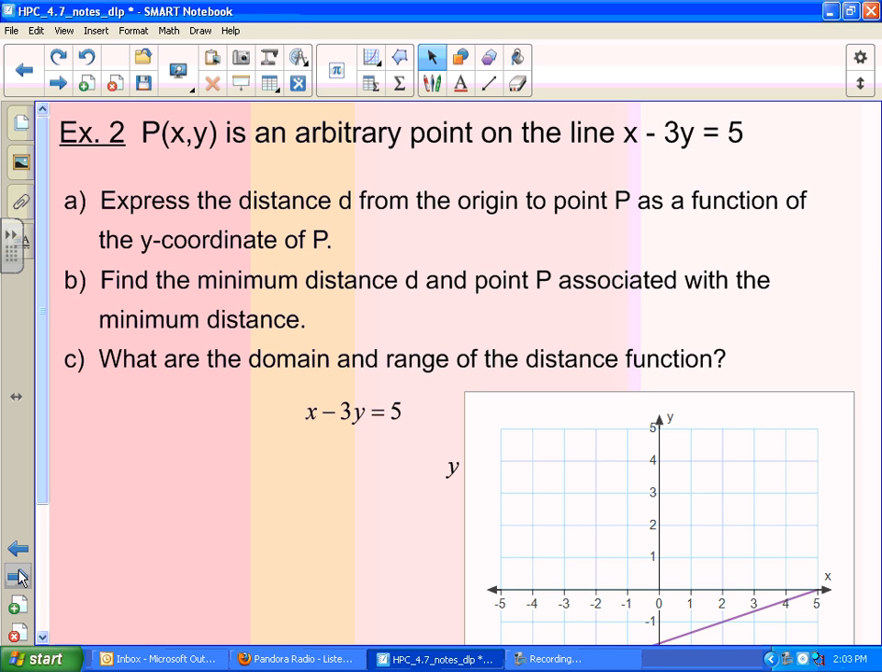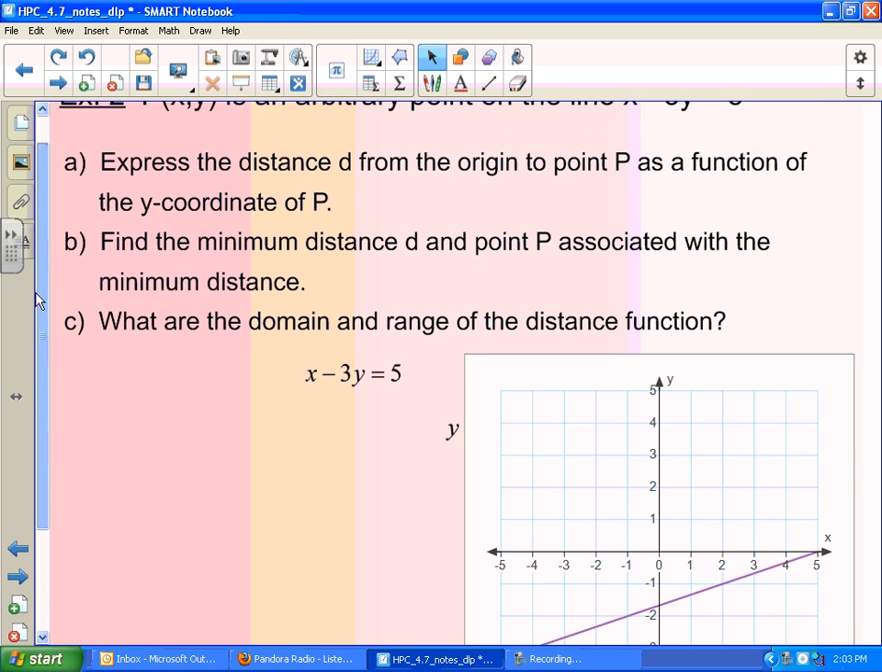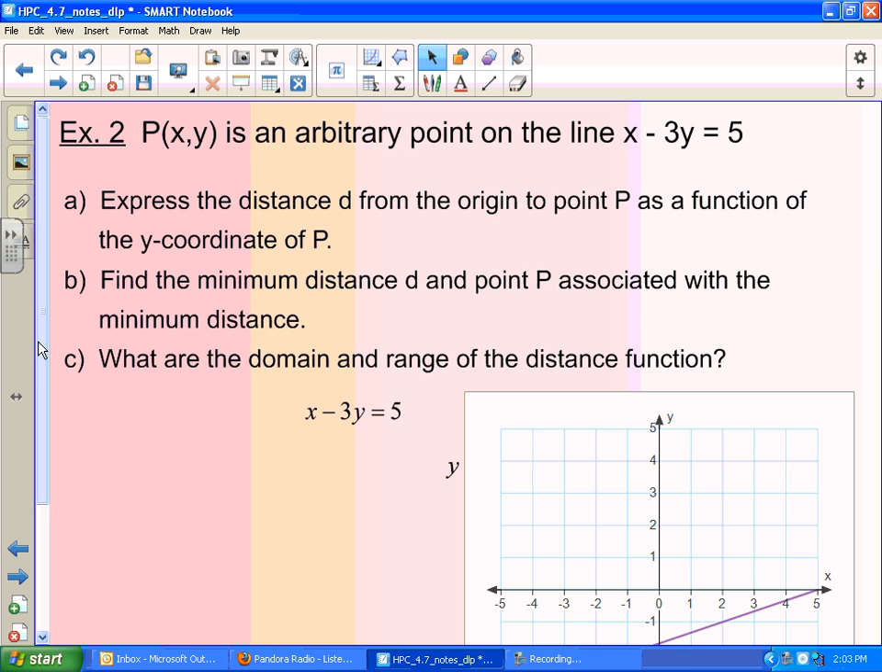Point P, given some coordinate x, y. We don't know what it is. Arbitrary point that is on the line, x minus 3y equals 5. So here's our line, x minus 3y equals 5, the purple line there. And there is a point residing somewhere on that purple line right now. That's what we've got. For part A, it wants to know specifically what is the distance d from the origin to that point as a function of the y coordinate.